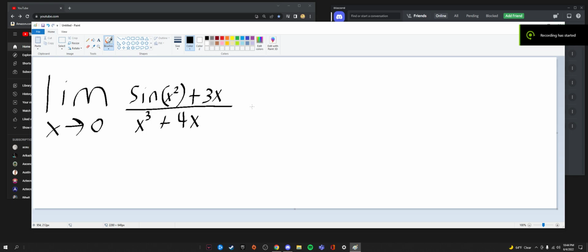Hey everyone, today we're going to be going over L'Hopital's rule and an example of L'Hopital's rule, just the basics. Essentially, what L'Hopital's rule does is it allows us to find the limit of some function when we have it expressed in indeterminate form. So let me go over what that means first.